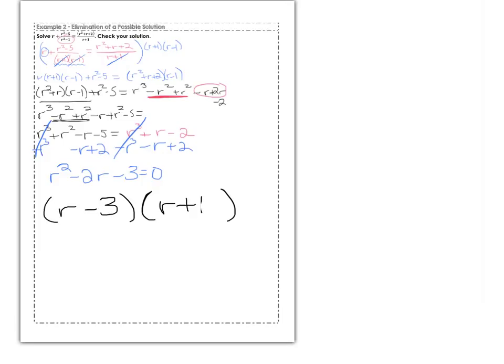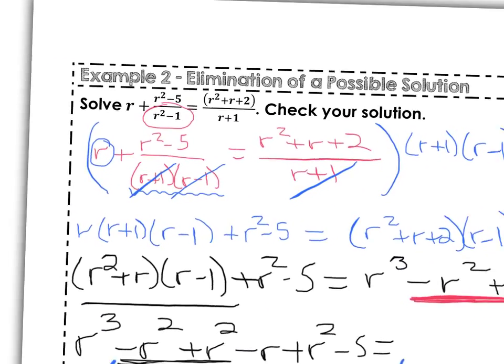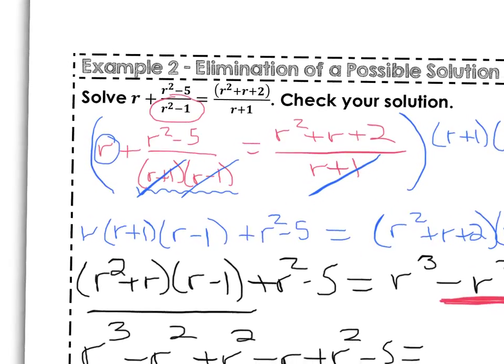All right, so what do we do? Well, we set our factors equal to 0, giving us r is 3 and r is equal to negative 1, okay? So here's where things get tricky. So now we need to plug both of these back into our original equation, right here.